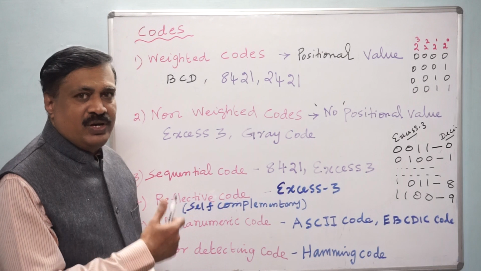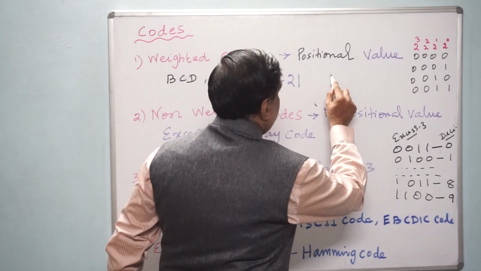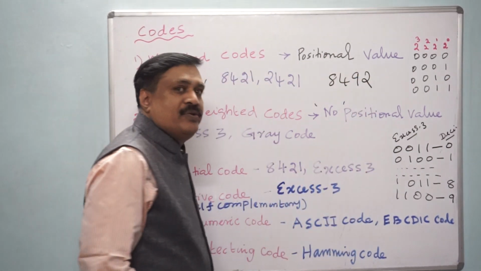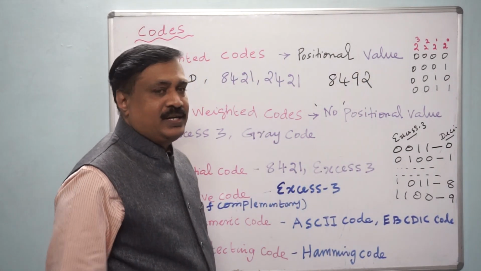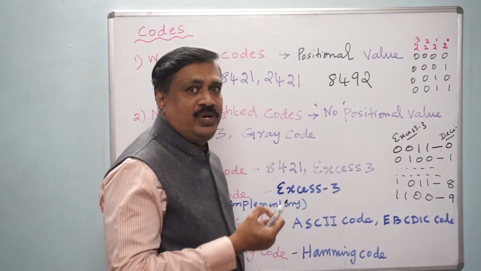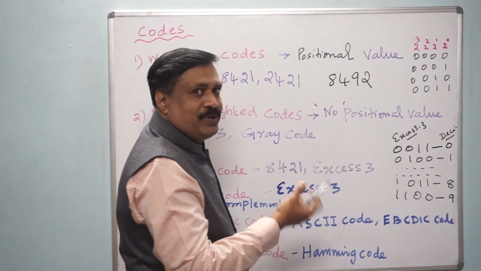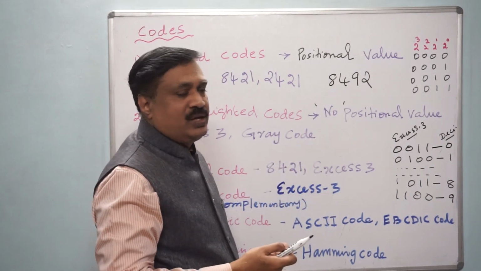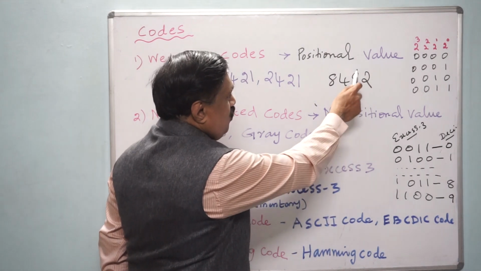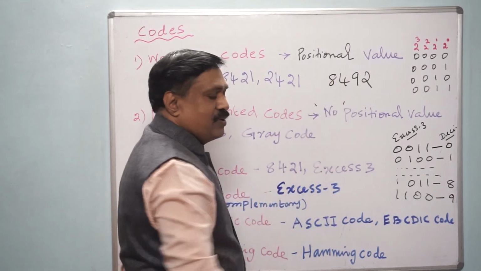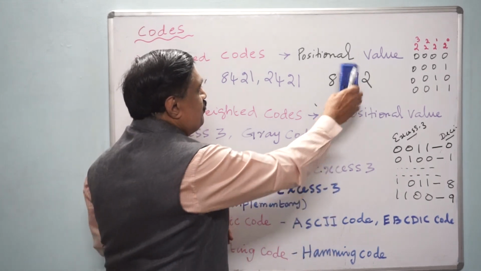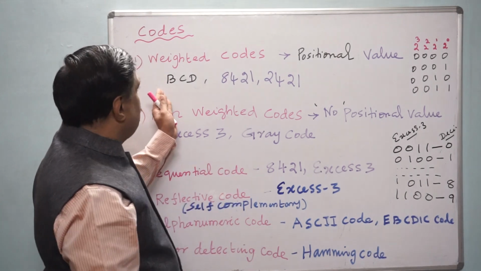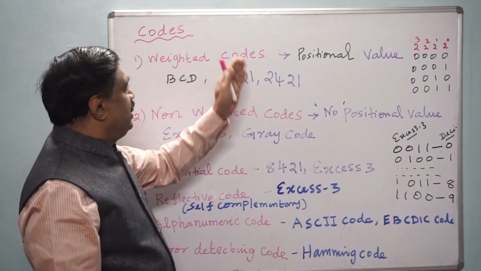Just like in your decimal number, for example 8492. This is a decimal number. In a decimal number, 2 is the unit place, 9 is the tens place, 4 is the hundreds place, and 8 is the thousands place. That is 10 power 0, 10 power 1, 10 power 2, 10 power 3. Just like that, in binary also we have position values, and these are all examples of weighted codes.